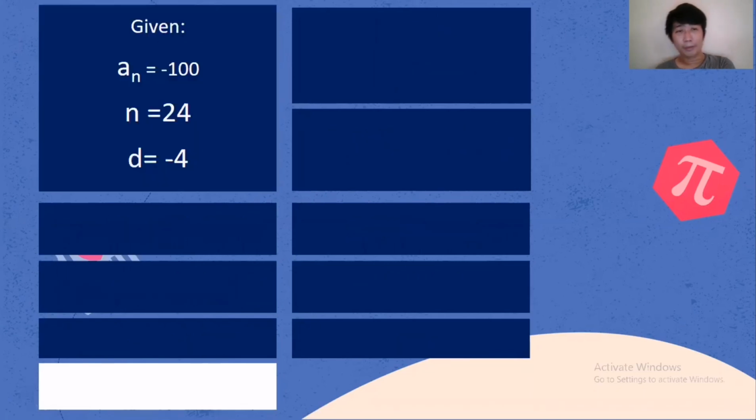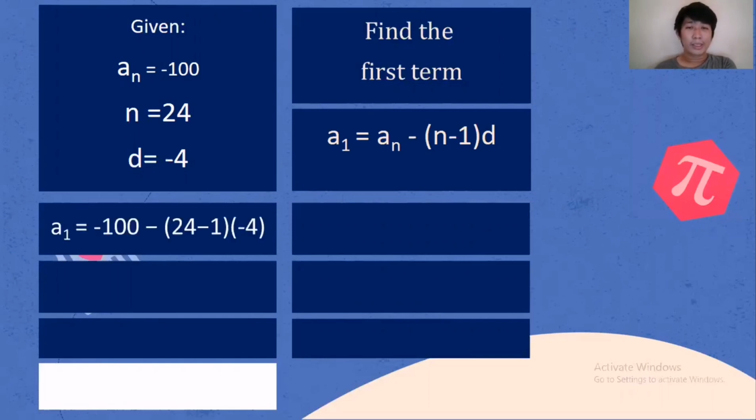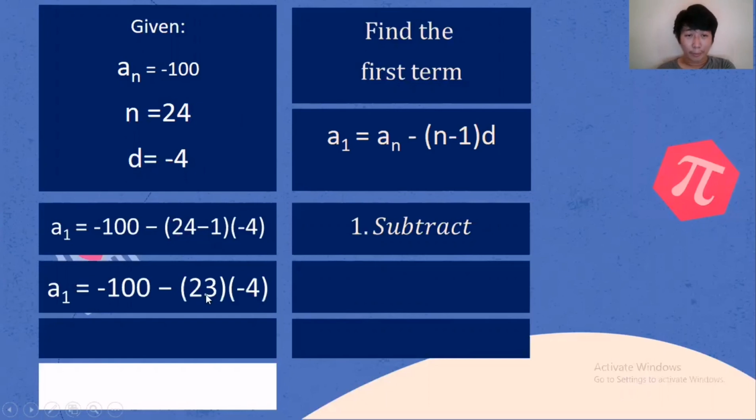Let's have another example. A sub n is equal to negative 100, n is 24, d is negative 4. Let's find the first term. So we are going to use the same formula. A sub 1 is equal to a sub n minus the quantity of n minus 1 multiplied by d. So let's substitute where a sub n is negative 100, n is 24, and negative 4 is the difference. First step, subtract. 24 minus 1, that's 23.